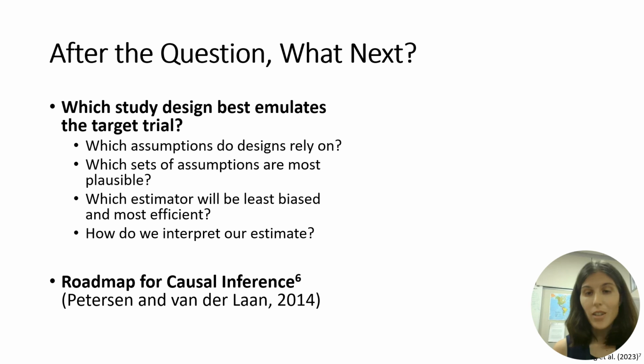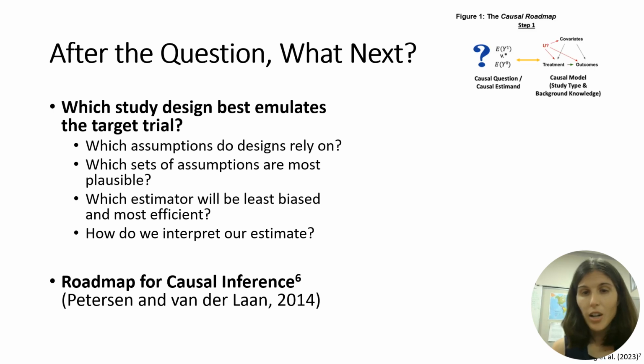The roadmap for causal inference helps us to answer these additional questions as we pre-specify the rest of our study design and analysis plan. And this was originally proposed by Petersen and van der Laan in 2014. It basically summarizes decades of causal inference literature to give us this iterative step-by-step process that we can follow when pre-specifying an at least partially observational study.